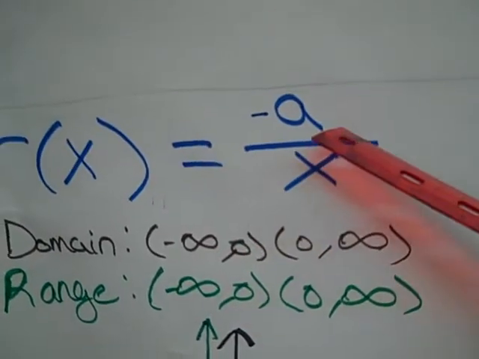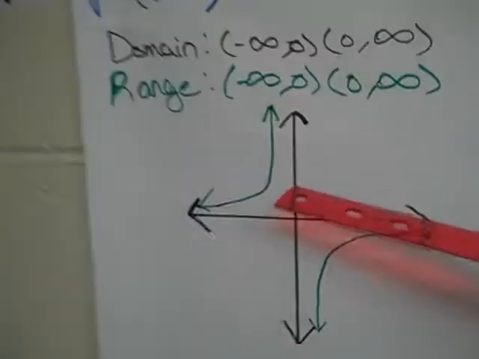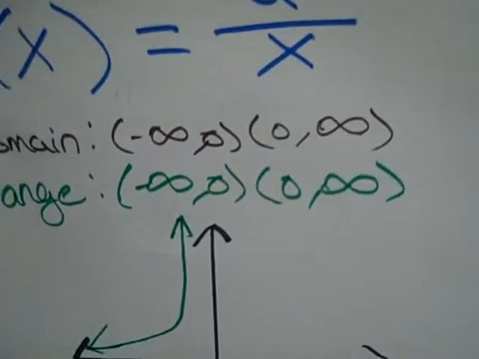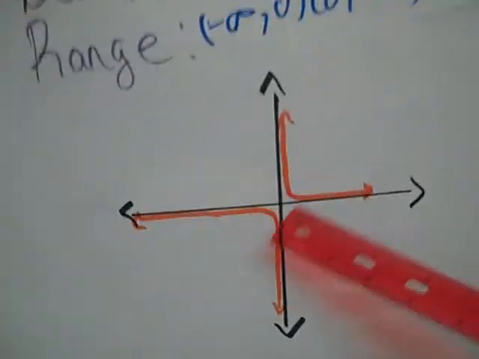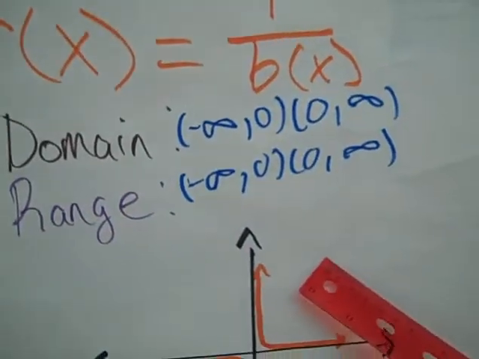Over here, if you put a variable in instead of 1, it makes the graph wider. The domain is the same as the parent function. Over here, if you multiply the x by a variable, the graph gets closer to the axis. The domain and range, once again, are the same.